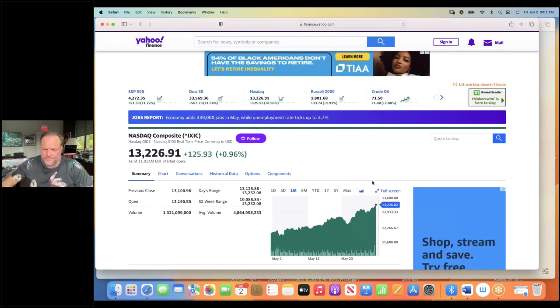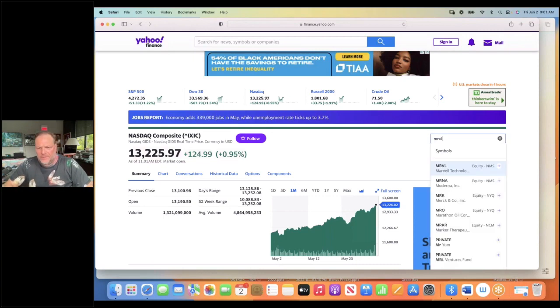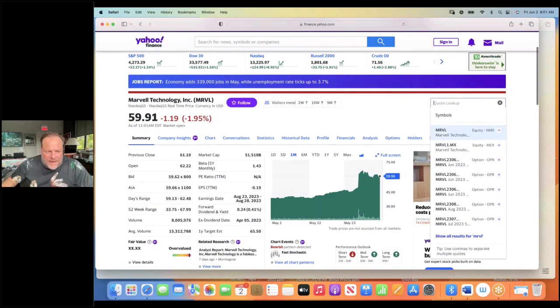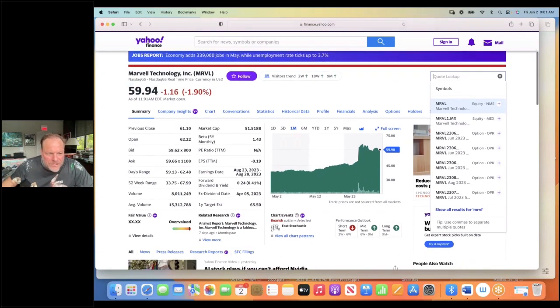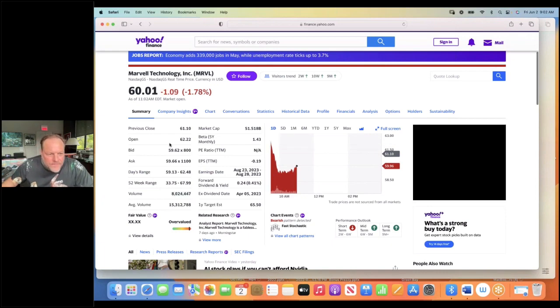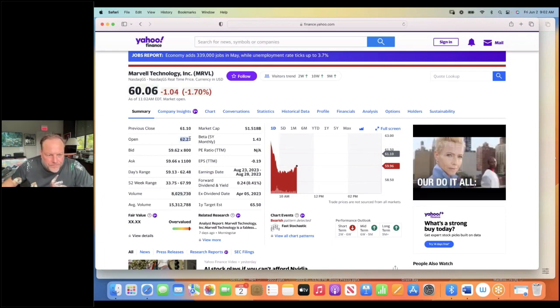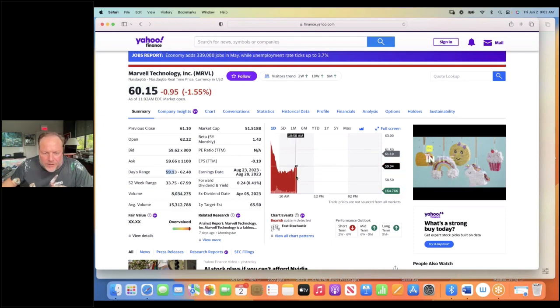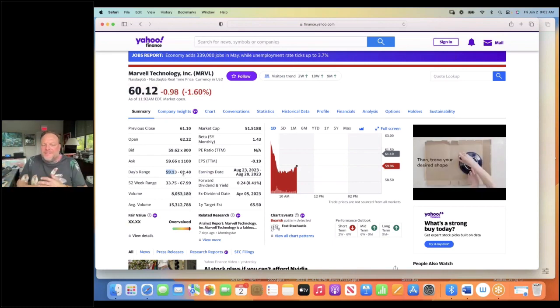That's the secret. Okay. Oh, let's go back to Marvel, and let's just look at the range today. Okay, check this out. And let's look at today's action. Look at that, for 5 days. So it fell at the open. But look at this range. It opened at 62, and it's had a low of 59.13. So it's had a $3 range today. But it's already hit 62 and a half, and it's pulled back to 60.